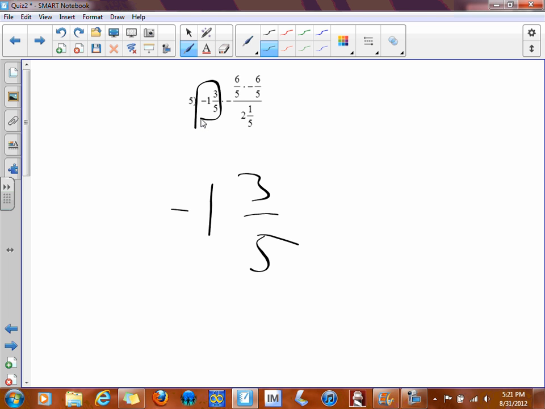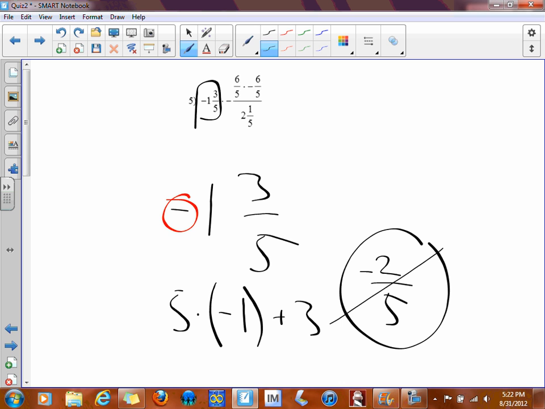So how do we change a mixed number to an improper fraction? Well, this is a perfect example because a lot of students have been confused about this negative sign right here. They think it means 5 times -1 plus 3, and that's what's going to give us on top. That'll be 5 times -1 is -5, plus 3 is -2, and then on the bottom is 5. Well, that's wrong. This right here is wrong.